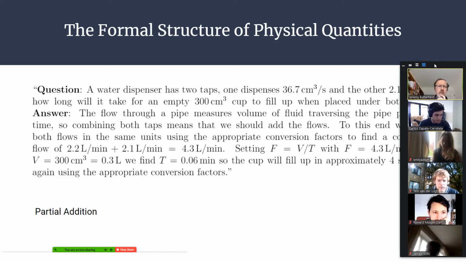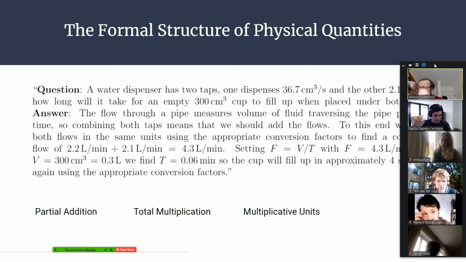So what are the main features of physical quantities? Of course, we have perhaps the most visible and the most jarring for a mathematician, the partial addition. We can't just add two quantities at random. We need to care about type and about units. We have total multiplication, so the same as addition being partial, multiplication is total. We don't need much regard for multiplication when it comes to that. And then units behave multiplicatively. So units are transparent to addition, but they are multiplicative under multiplication, right? So something happens to units when you multiply two physical quantities. And then of course there's the issue of conversion factors.